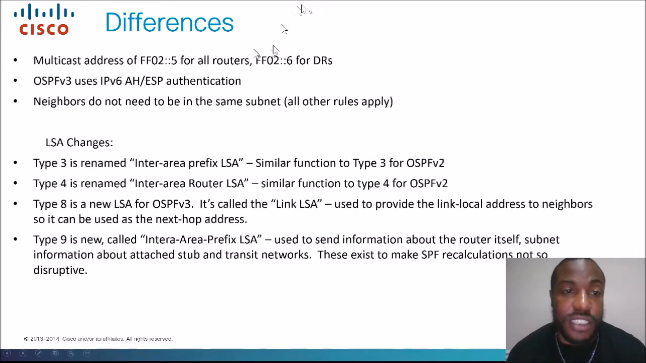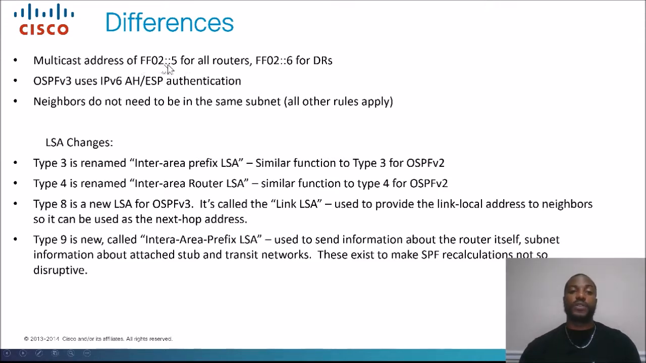It uses the multicast address for all routers, FF02::5. So we're going to remember that. This is for DRs or designated routers. It uses IPv6 AH/ESP authentication. Remember, OSPF version 2, or the one for IPv4, uses MD5 hashing for authentication because we did that in the authentication video. Neighbors don't need to be in the same subnet. All other rules apply. And the most confusing part to me about what's different about the IPv6 version of OSPF is that they changed the names of the LSA types, as if the LSA types weren't confusing enough. Type 3s are renamed to Intra-Area Prefix LSA.